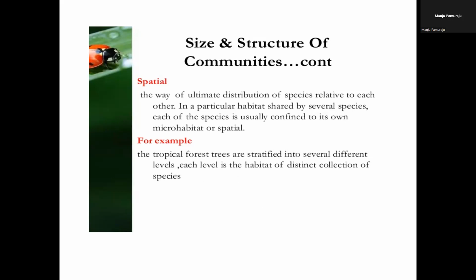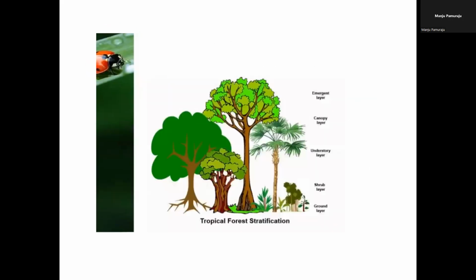So based on height also, these are the different strata. Based on their heights, the first one is the small sized plants, which constitute the ground layer. So they form one layer.